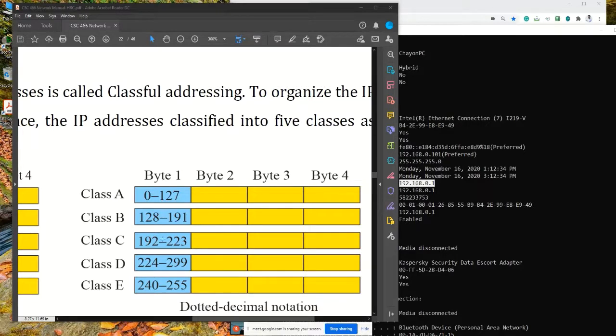If you think about the first address of class B, it will be 128.0.0.1, because it starts from 128. So what will be the last address of class B? Not 128, sorry, 191.255.255.255. Right? That will be the last one.